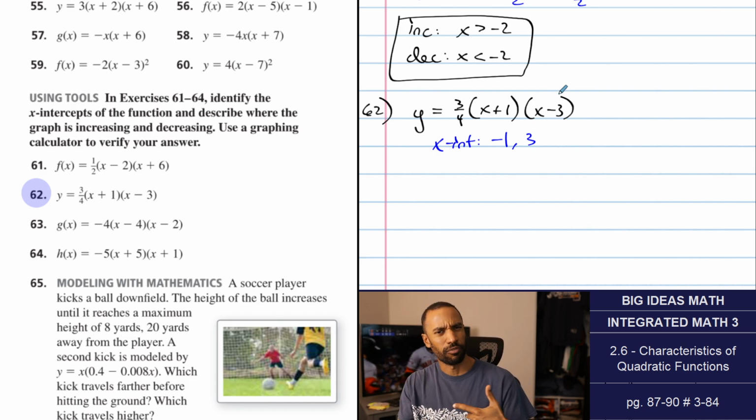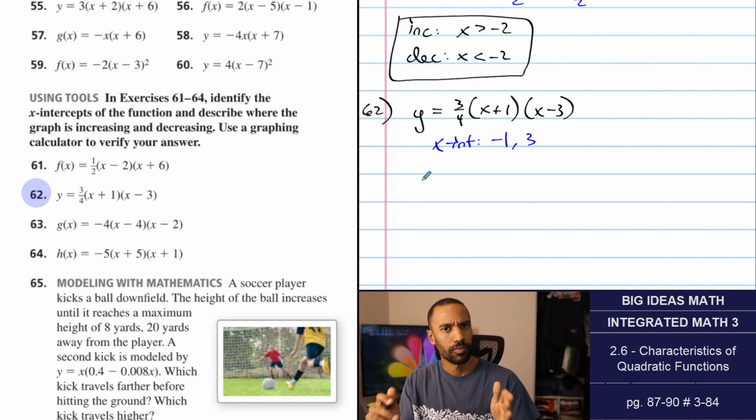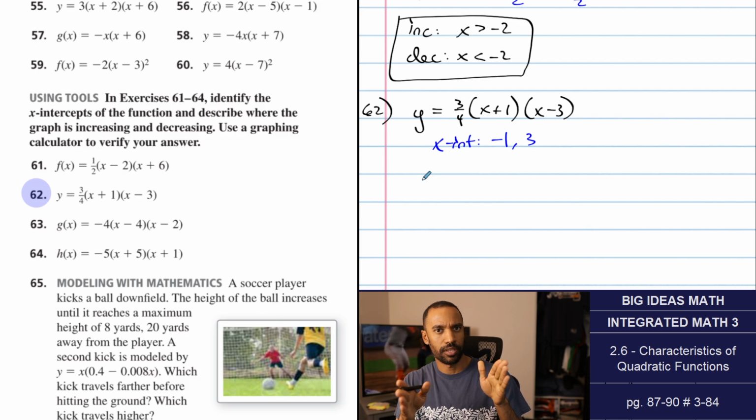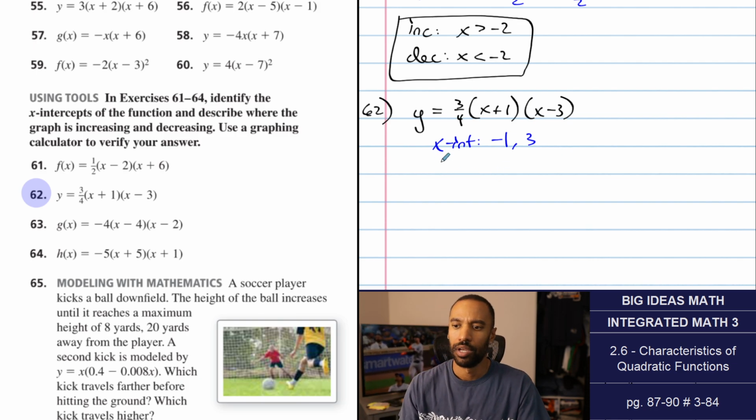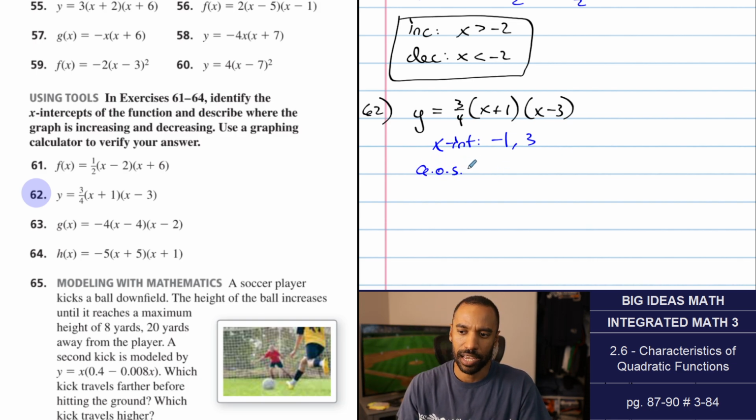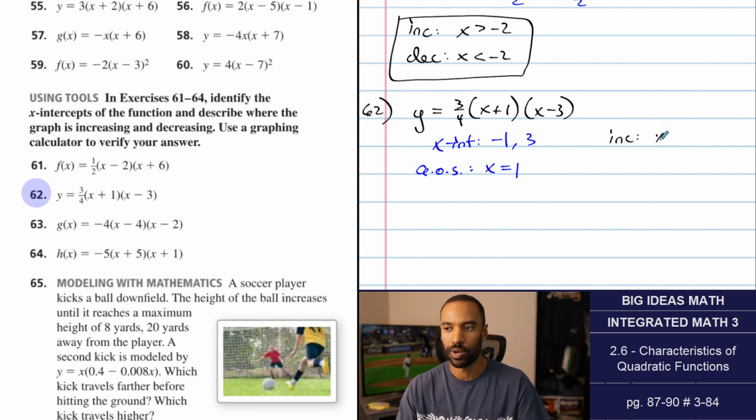What's halfway between negative 1 and 3? Can you imagine those ones? 1, right? Negative 1 and 3, their distance is 4. 2 away from either is 1. So the axis of symmetry x value is 1, which matters for our increasing, decreasing stuff. We're increasing. It's positive, right? So we're increasing when x is greater than 1, and we're decreasing when x is less than 1.